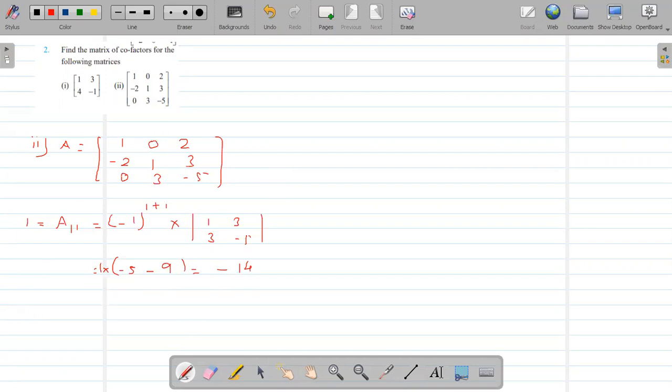So what is the position of this 0? It's the first row, second column, right? So I will write -1 to the power first row plus second column, multiplied by the remaining part. It's first row, second column, so -2 0 3 minus 5, 0 3, right? -5. So -2 0 3 minus 5, right?